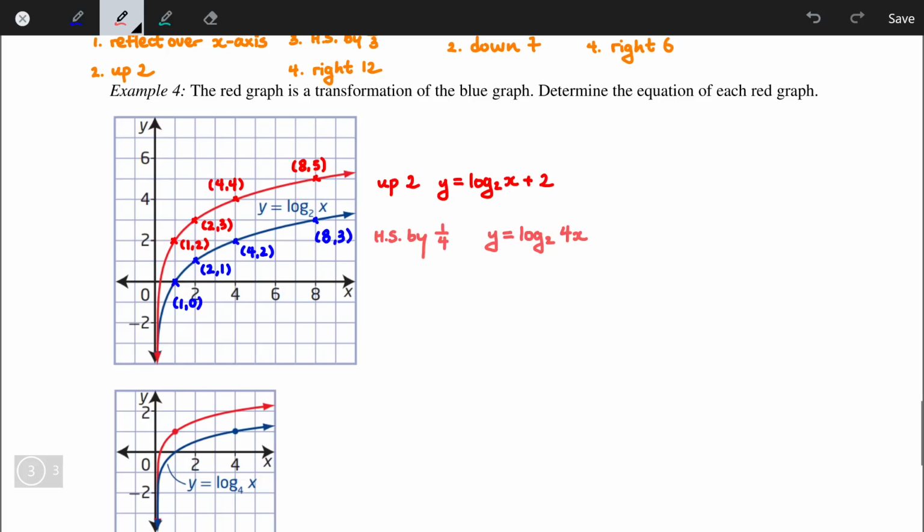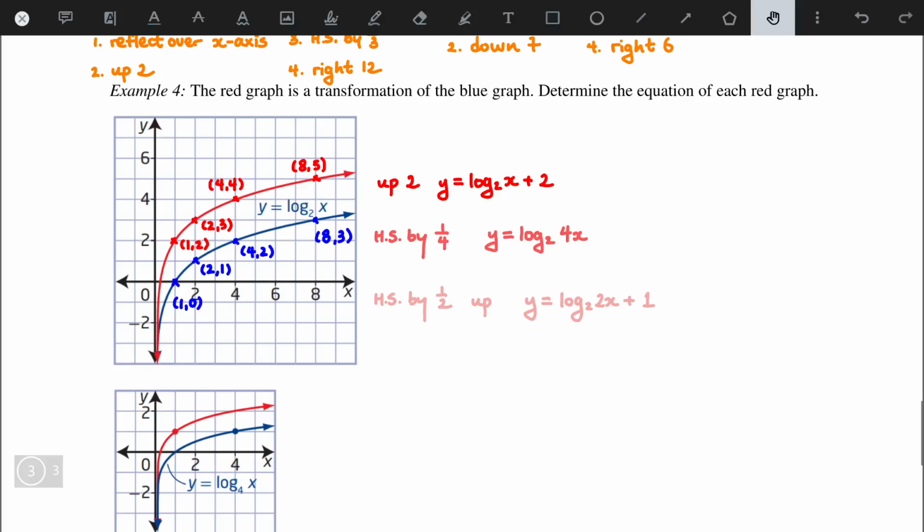Okay? In fact, there's a third way to write this equation, and that is up 1, or sorry, it will be a horizontal stretch by 1/2 and up 1. And that is also possible. We'll get y is equal to log base 2 of 2x plus 1. And just as how exponents had exponent laws, logarithms also have laws of logarithms that we can use, so rules that we can use to rewrite certain things. So a consequence of that is that these three are all valid equations for the red graph.